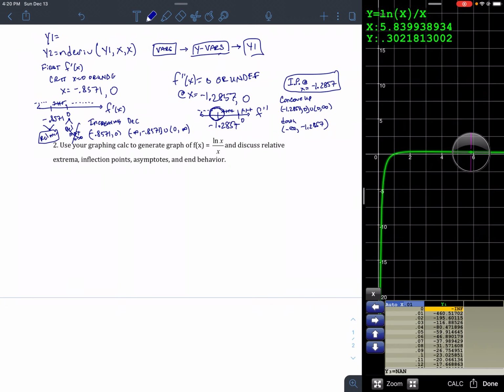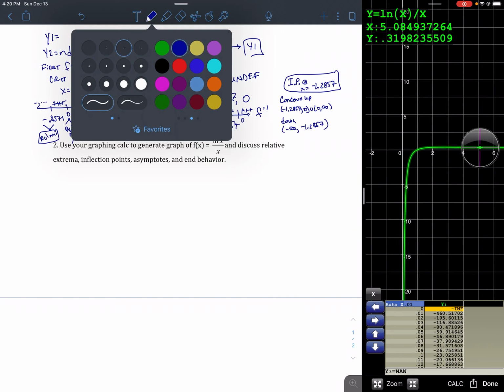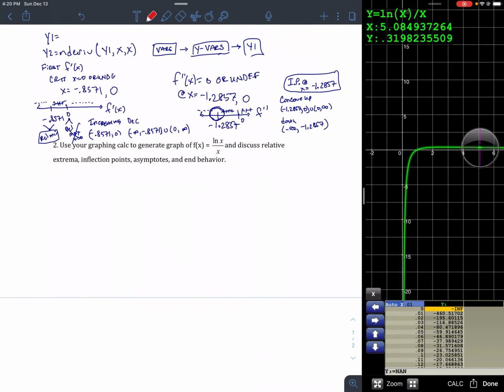All right, let me change this to get back over here so we can see it. So let's use our calculator to do all that. I've graphed it. Now let's get the first derivative, because f prime of x equals 0 or undefined will give me my critical points. And from that, I can get the relative extrema, all that good stuff. So let's go ahead and do that.